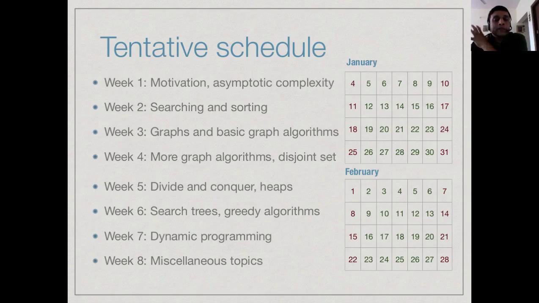Now you should remember that this is only an approximate schedule and there will be some variations, but roughly this is the sequence and the speed at which we plan to cover the material in the course. You can also see alongside the weeks, the calendar weeks that these correspond to. So the first week of the course is the current week, which is January 5th to 9th, and this course will go on to the last week of February.